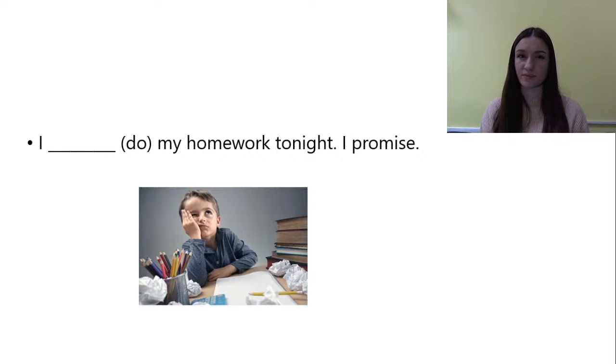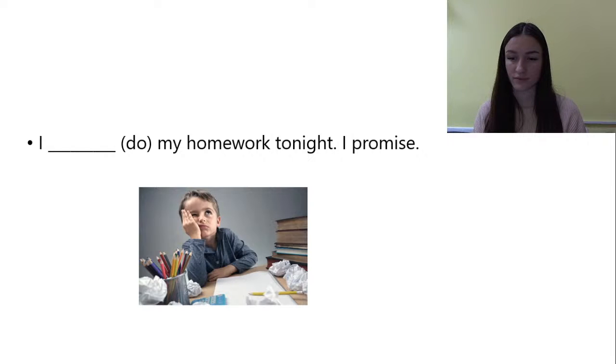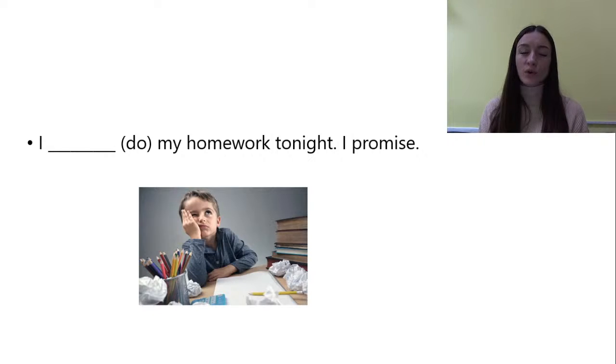Look at this sentence. Open the brackets, please, and put the verb in the correct tense. I will answer all your questions after the lesson, okay? Also, look, this is future, tonight. Tonight is future. Don't forget about this. And it's a promise. I promise.